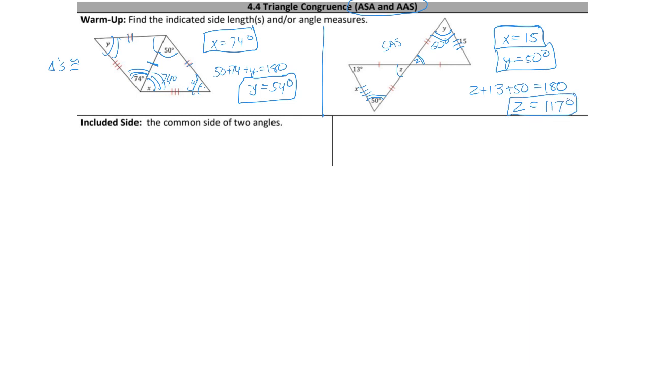Okay, so those were just warm-ups using the facts from 4.3. Now, in the included side, we went over included angles, and now we're going to go through included sides. So an included side is the common side of two angles. So if we have a triangle here, and say we have an angle here and an angle here, the common side is the side in between them.